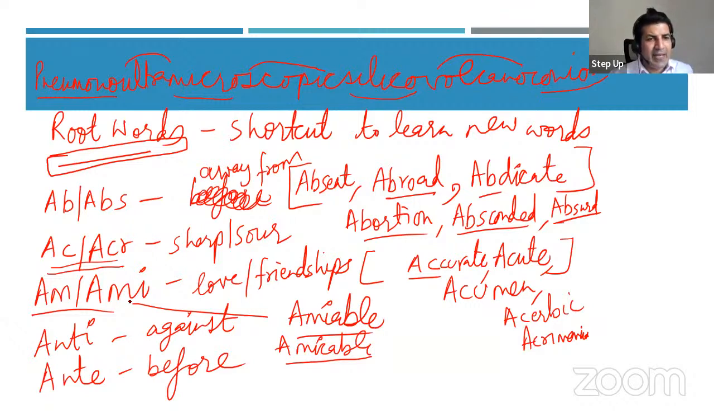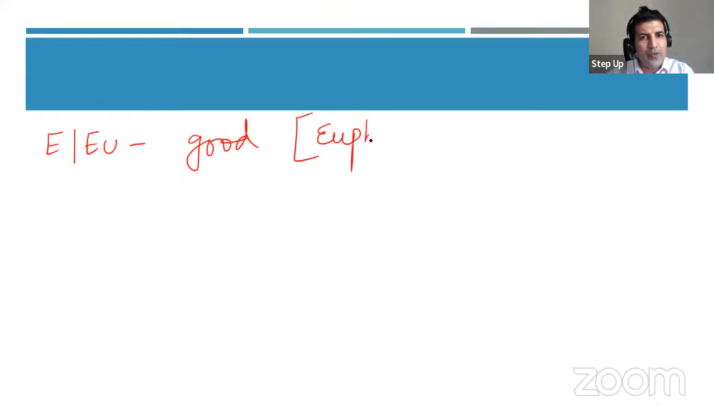So AMI. Okay. ANTI, right? Antiseptic, anti-pollution, anti-corruption, and all that. Similarly, somebody was asking sometime about EU. This means good. For example, euphoria, or for example, euphemism. Anybody knows what is euthanasia?